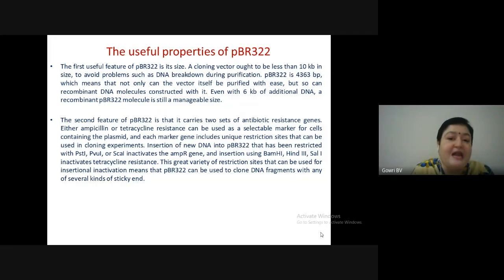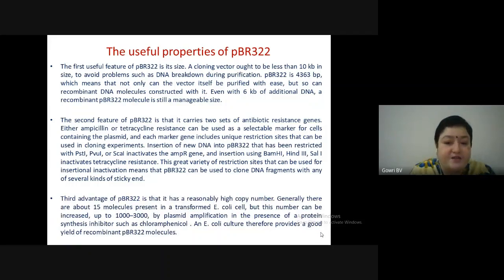Insertion of new DNA into pBR322 that has been restricted with PstI, PvuI or ScaI inactivates the ampicillin resistance gene. On the other hand, insertion using BamHI, HindIII or SalI inactivates tetracycline resistance. This great variety of restriction sites that can be used for insertional inactivation means that pBR322 can be used to clone DNA fragments with several different kinds of sticky-ended molecules.